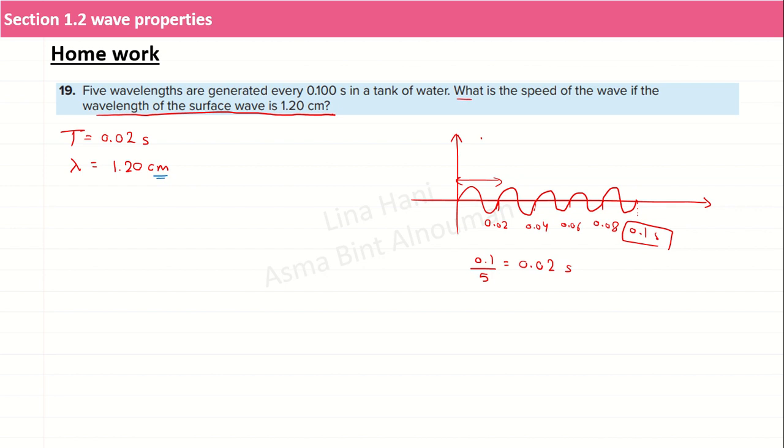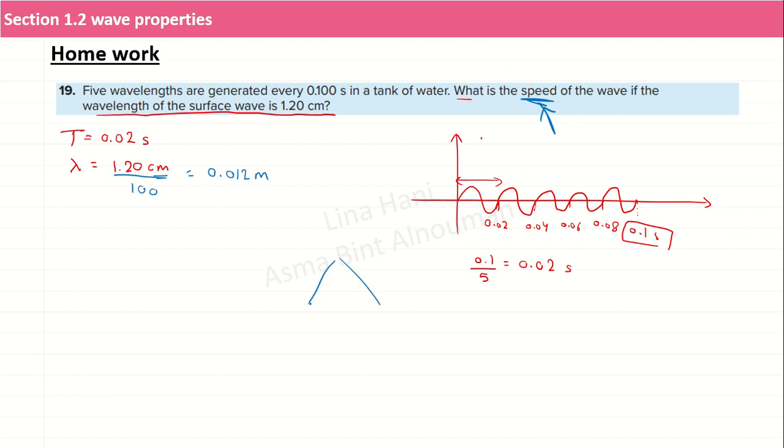So if he wants me to find the speed, which has a base unit of meters per second, we need to turn the centimeters to meters. In order to do that, we need to divide over 100. 1.20 divided by 100 gives you 0.12 meters. So I have a wavelength, I have the period, and he wants me in the question to find the speed of the wave.